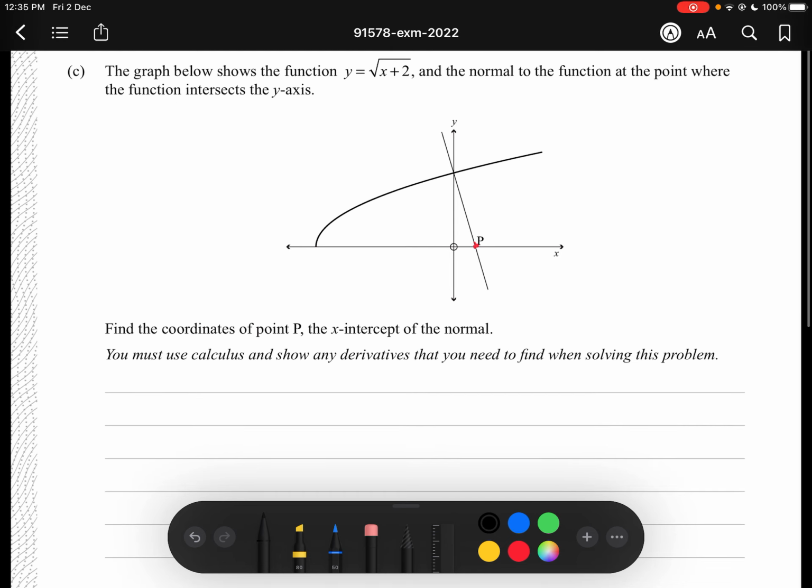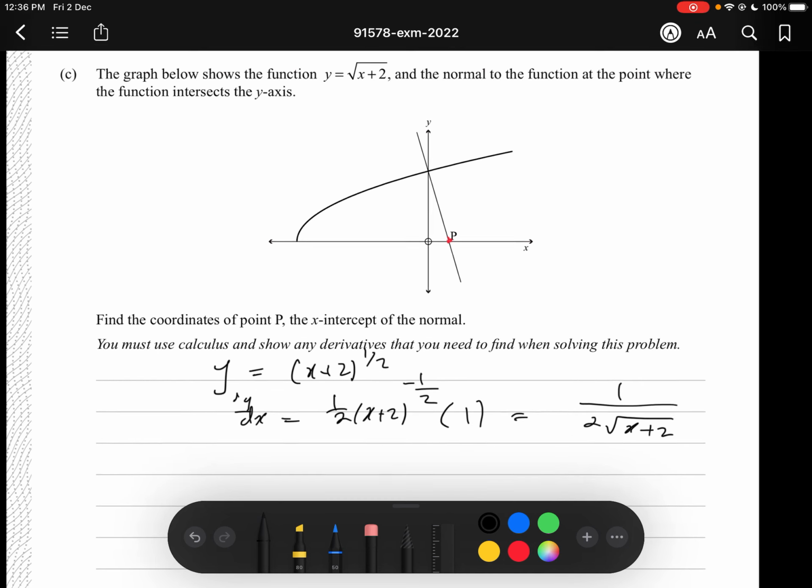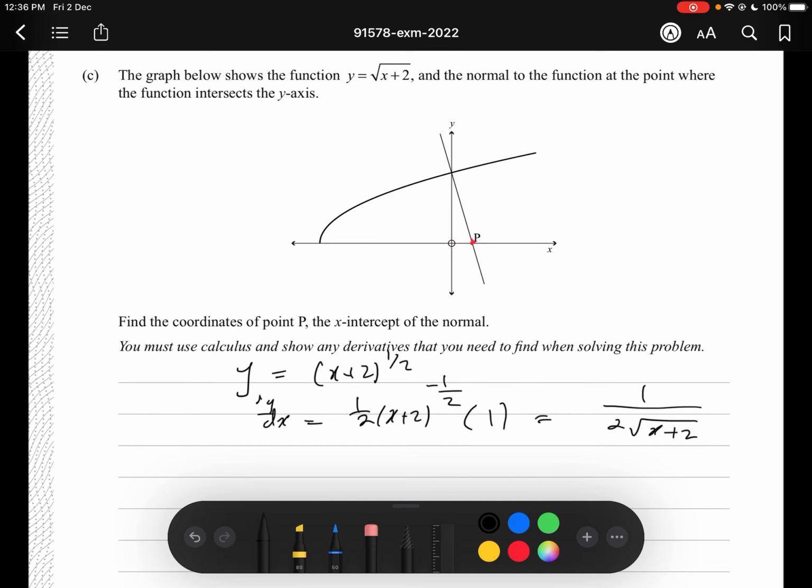Alright, so first things first, we've got to differentiate our function. So we're going to rewrite square root of x plus 2 as x plus 2 to the power of 1/2. And now we're going to be using the chain rule. So dy over dx is equal to 1/2 of x plus 2, bring the power down by 1, so negative 1/2, multiplied by the derivative of the inner function. The derivative of x plus 2 is just 1, so that's just 1. And that's equal to 1 over 2 root of x plus 2.